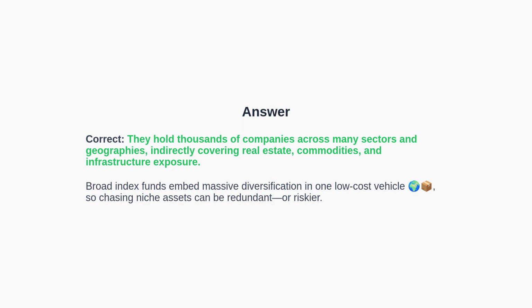The correct answer is the option explaining that broad market index funds hold thousands of companies across many sectors and geographies, thereby indirectly covering real estate, commodities, and infrastructure exposure. This captures the essence of built-in diversification, and why chasing niche exposures often adds redundancy or concentrates risk needlessly. Now, let us tackle a second quick question about real estate.